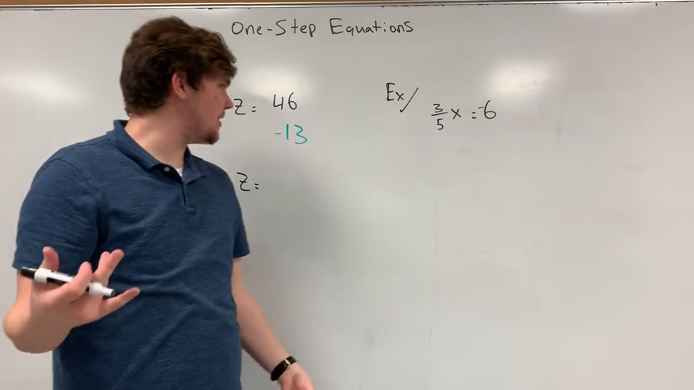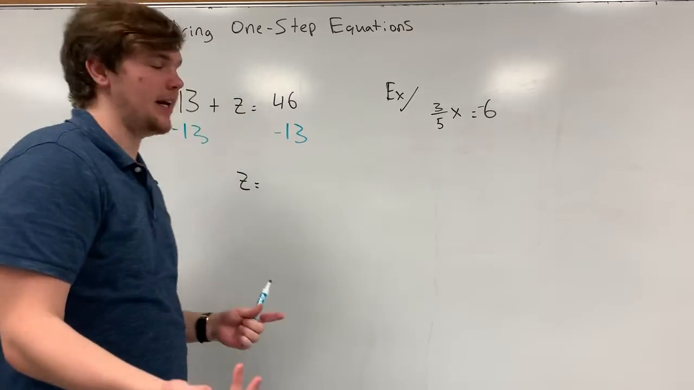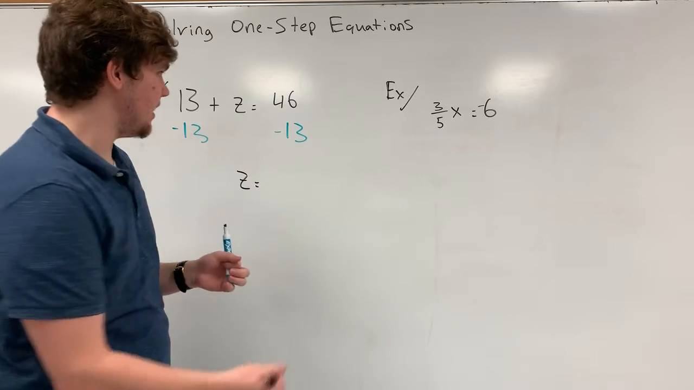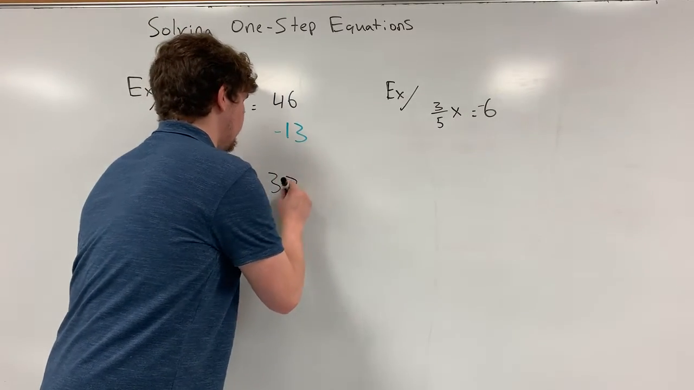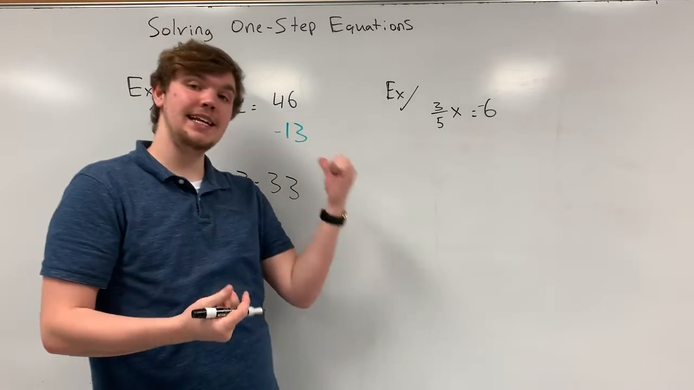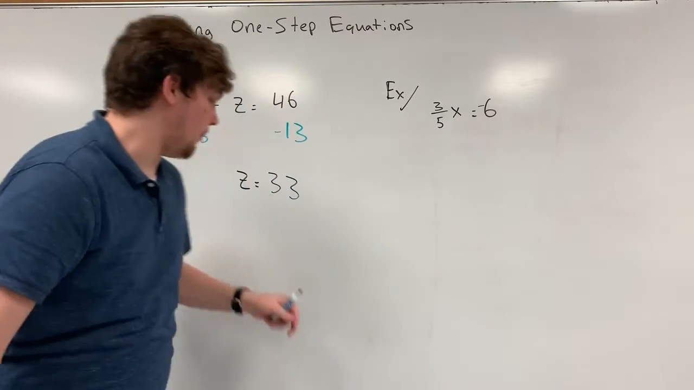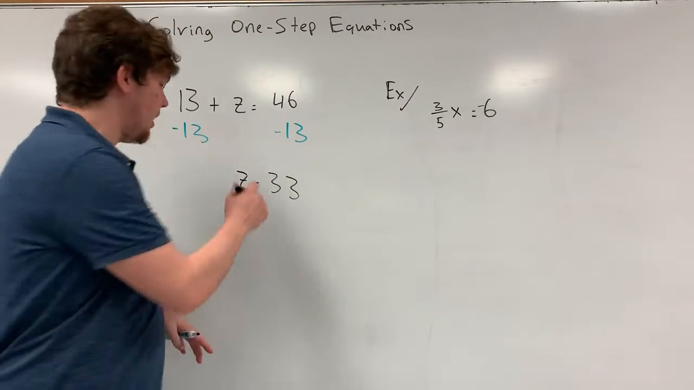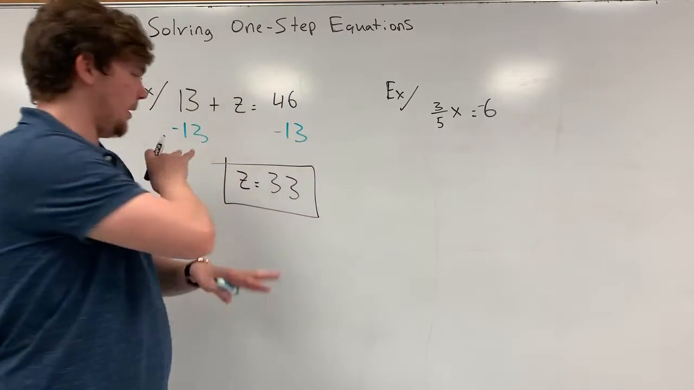I'm not sure what that is. I can use my calculator if I don't know off the top of my head. 46 minus 13 is 33. Okay? Now, since z is completely by itself, I am completely done with the problem. I can box in my answer, and I can move on to the next one.